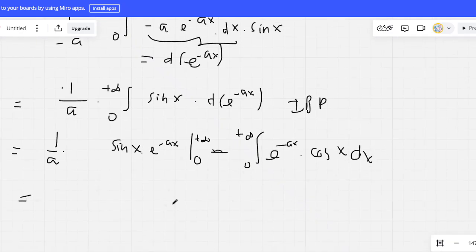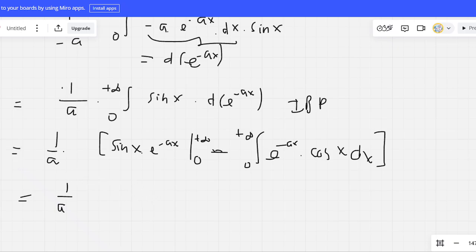And now, once again, let's evaluate this thing right here. First things first, let's evaluate this value here. As x approaches infinity, this thing approaches zero, so the first term is going to be 0. As x is 0 here, this is going to be e to the power of 0, which is 1. Sine of 0 is 0, which means we get 0. So this term just completely vanishes, so that doesn't really change anything.